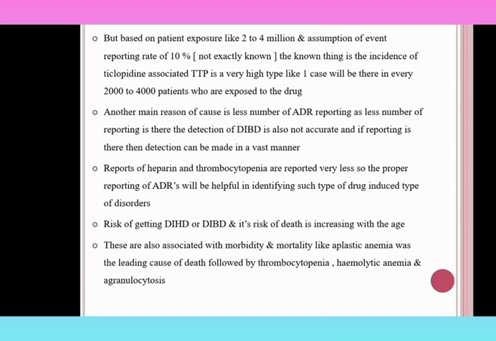And it is also based upon patient exposure of around 2 to 4 million and an assumption of a reporting rate of 10%, meaning exactly it is not a known rate. The known thing is that the incidence of ticlopidine-associated TTP, that is the thrombocytopenic purpura reaction, is actually a very high type of reaction, occurring at an incidence of one case in 2000 to 4000 patients. So 1 in 2000 or 1 in 4000.